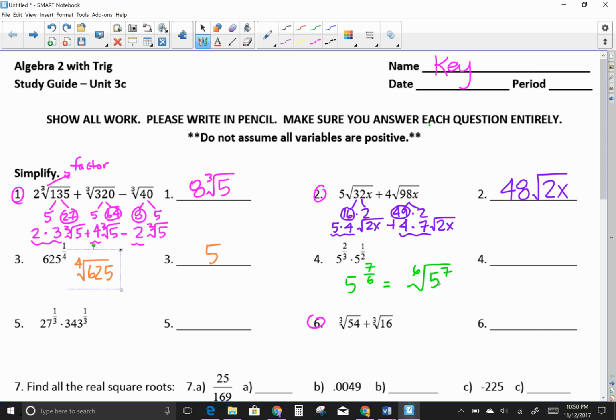And we do this, you can act like that's an x if you need to, but 6 goes into 7 one time, so that means one of those 5s come out, and I'm still at the sixth root, and there's 1 left over.